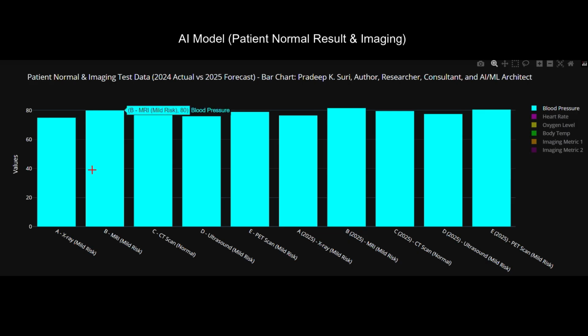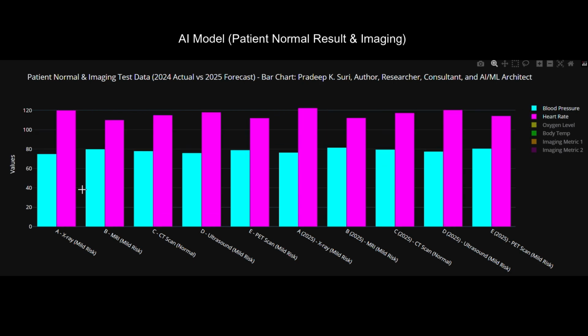5. Title and attribution. The title mentions Pradeep K. Suri as the author, researcher, consultant, and AI/ML architect, indicating that the chart is part of a research or medical AI project. Conclusion. This visualization helps in assessing patient health trends over time by comparing normal health parameters, blood pressure, heart rate, etc., with imaging test results.